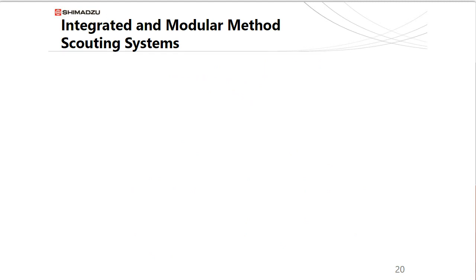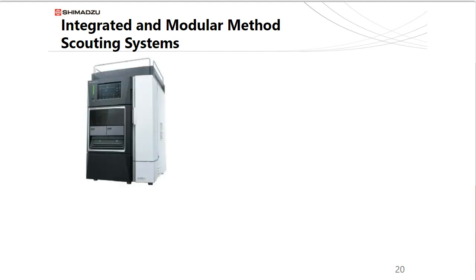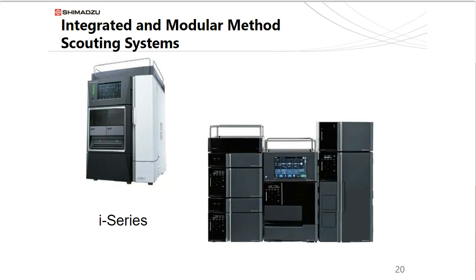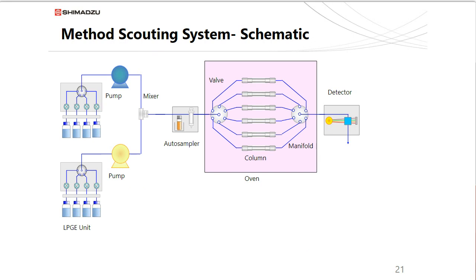So with that, I'd like to move into our integrated and modular method scouting systems. So shown here is the integrated I-series, and of course our Nexera system, which is a modular system. So here's the typical method development flow path schematic for one of our systems.